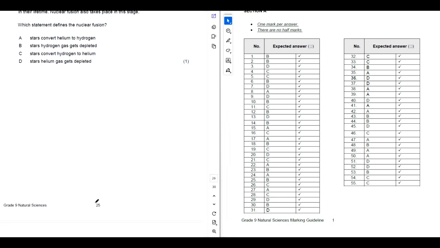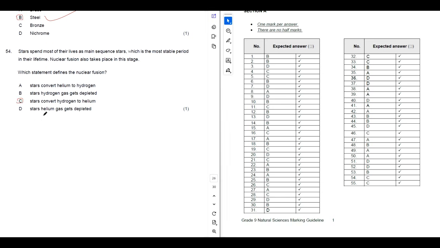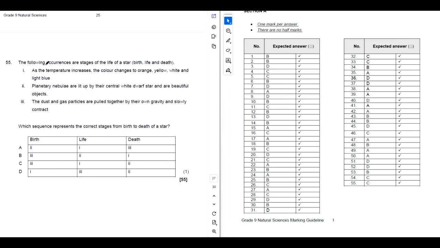Okay, and then next we will move to our last question, which is question 55. So question 55 says that the following occurrences are stages of the life of a star. So we have birth, life, and death. Okay, so we can see here that we are given different options, and we are told, which sequence represents the correct stage from birth to death of a star? And the correct answer will be C. And that brings us to the end of section A.